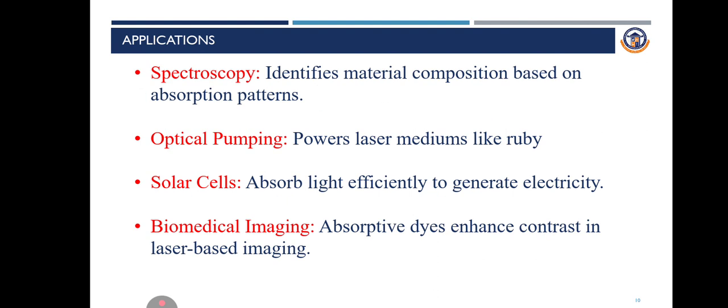So these are the applications of absorption and emission of laser. Spectroscopy is used to identify the material composition based on the absorption pattern. Optical pumping powers laser mediums like ruby. The next one is the solar cell, which absorbs light efficiently to generate electricity. Most of the light energy is converted into electrical energy in solar cells. And in biomedical imaging, a recent trend is that absorptive dyes enhance the contrast in laser-based imaging. So these are the major applications of laser.